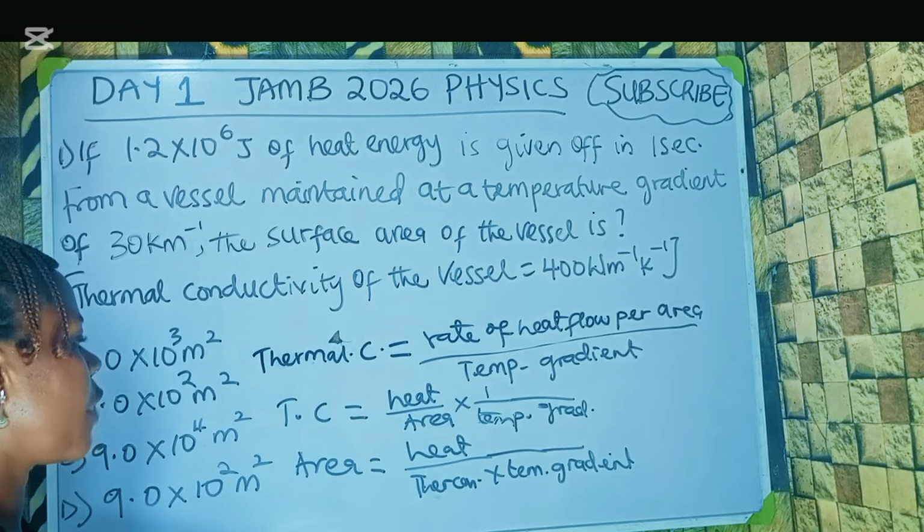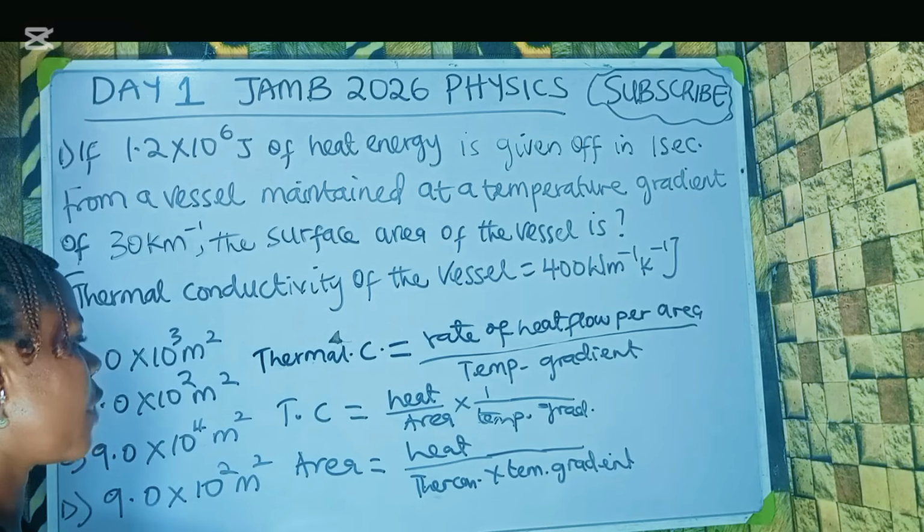Question 2. Which of the following is most strongly deflected by a magnetic field? Option A, gamma rays. Option B, alpha particles. Option C, beta particles. Option D, X-rays. So the correct option to this question is beta particles, which is option C.